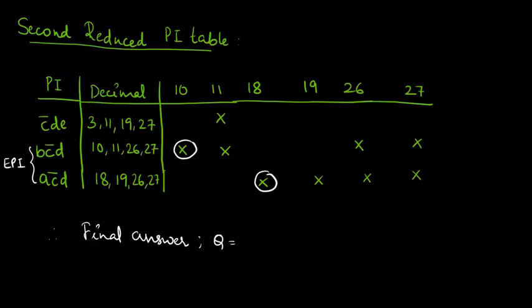So when you compare with the question that was mentioned, from the question we had already identified the essential prime implicants in the beginning. So there were 3 essential prime implicants, and along with those 3 essential prime implicants, we now have B C bar D plus A C bar D, which will form the final answer.